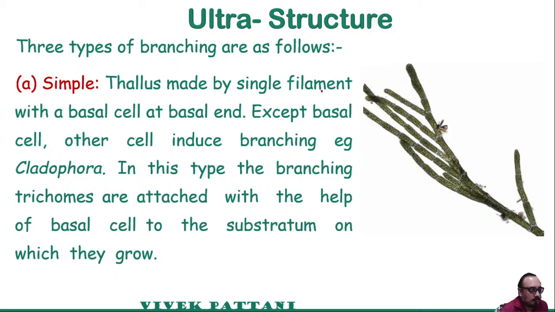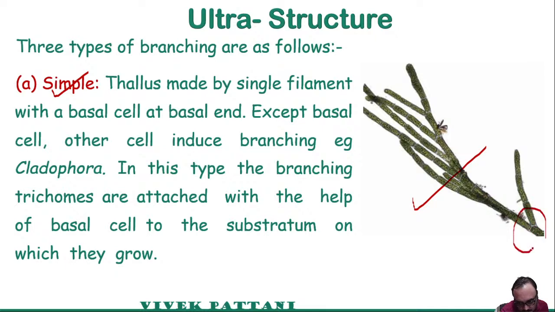Now the next one: there are basically three types of branching. The first is simple, where a thallus is made by a single filament with a basal cell at the basal end; except the basal cell, other cells induce branching. An example is Cladophora. Please have a look at the photograph here, which is of a Cladophora. The branching trichomes are attached with the help of the basal cell to the substratum on which they grow.